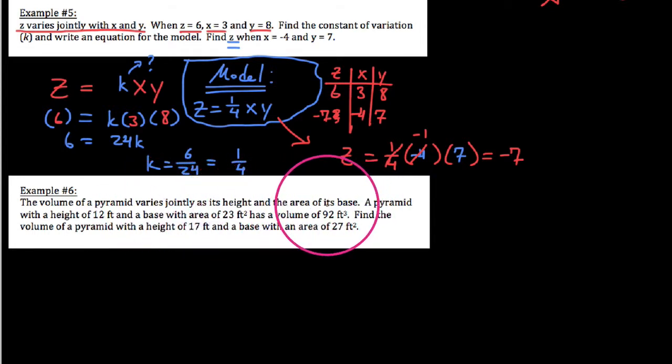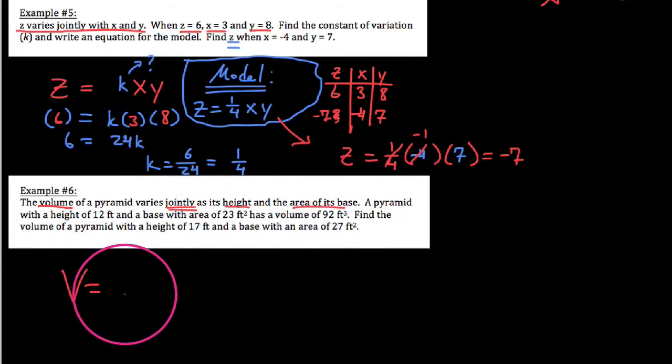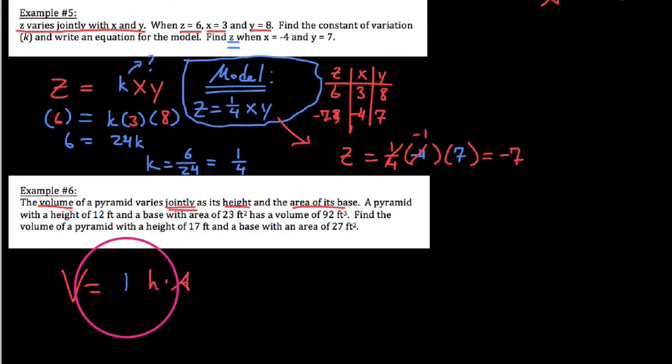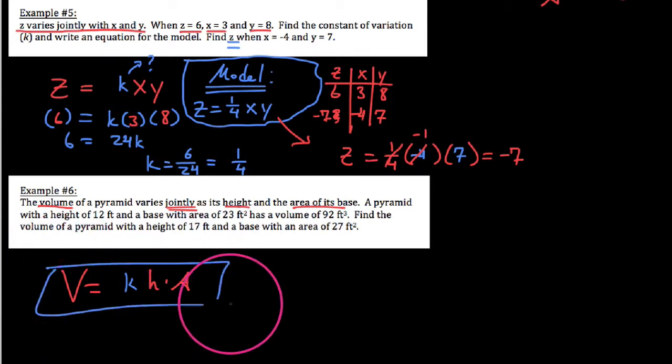It says the volume of a pyramid varies jointly as its height and the area of its base. Let's point a few things out here. We say the volume varies jointly, that's a key word there, as its height and the area of the base. That means they're all on the same level. I'm going to use a lowercase h for the height, and the area, and we say k is our constant of variation. So here's our joint variation. Everybody's on the same level but opposite sides.